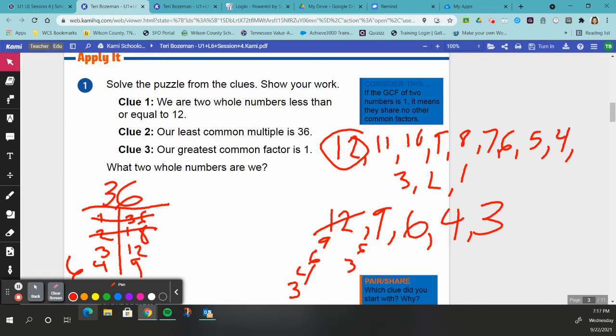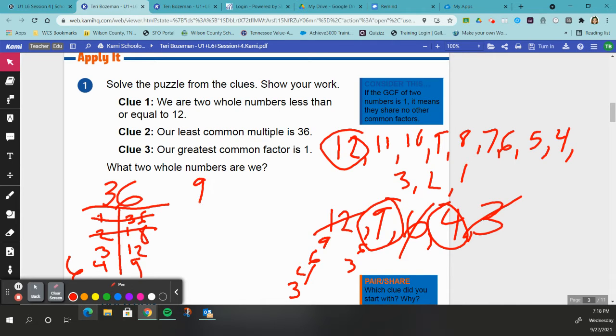So we know we're probably not looking at 6 here. We're not looking at 3. 9 does share a factor with 12. It shares a factor with 6. It shares a factor with 3. So let's take a look at 9 and 4. Let's see if they share any factors.